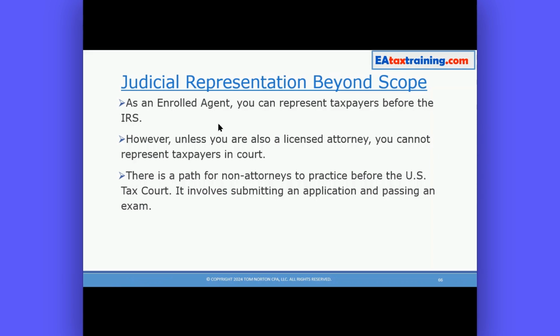Now, there actually is a path for non-attorneys to practice before the U.S. tax court, not any other courts, like not the district court, but before the U.S. tax court without being an attorney. Sometimes, if you apply and you pass a test, you may be able to do that. So you want to know that that is available for the exam. And if you're interested in that, you can go and do your research on that. But again, the general rule is you have to be an attorney to represent someone in court.